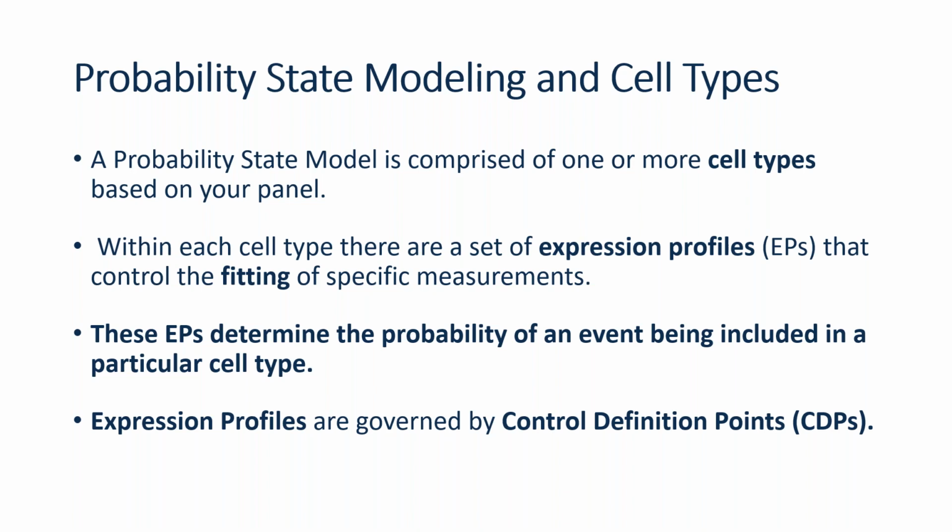So what is a model? A model is comprised of one or more cell types, such as CD4 or 8 positive T cells, B cells, etc. But these cell types are based on your panel and your experimental system. Within the cell types are expression profiles that control the fitting of the measurements in the panel. The expression profiles determine the probability of an event being included in a cell type. And they do this with what we call control definition points, which I'll actually explain shortly.